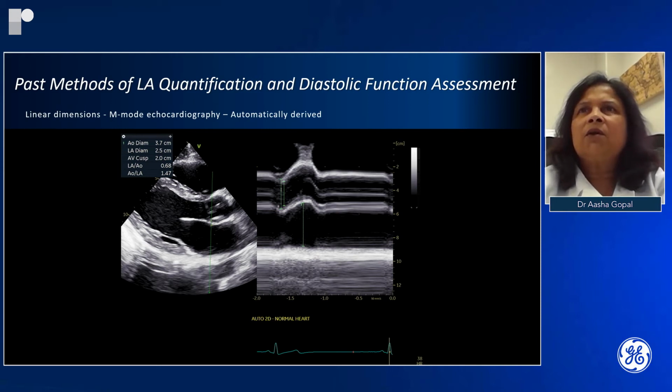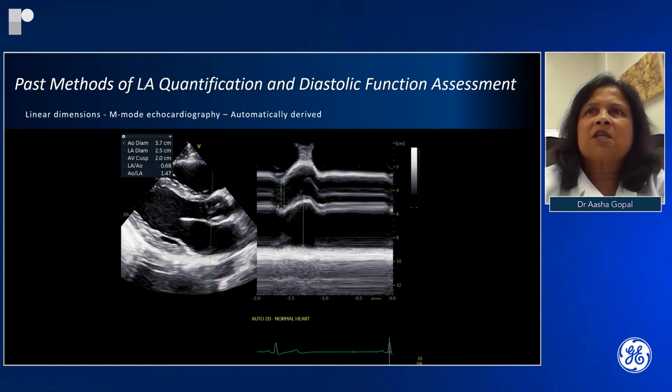So linear AP dimensions with M-mode echocardiography, we know that this is a time-tested method. They're very easy to perform and can be done automatically, as shown on this slide. You see that these are automatically derived LA dimensions. The M-mode echocardiogram obviously has excellent temporal resolution.